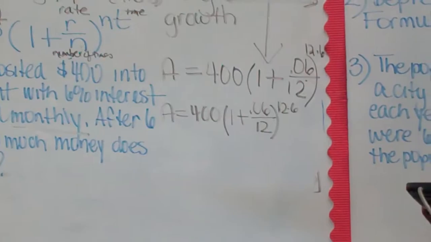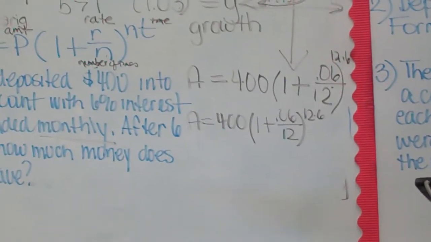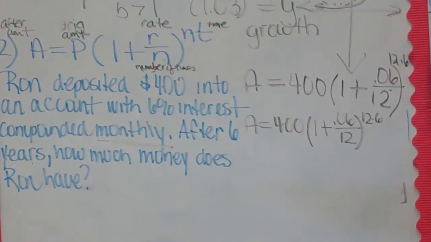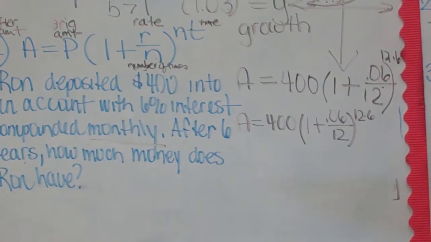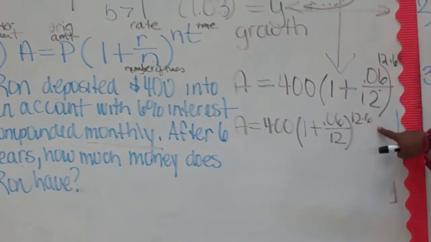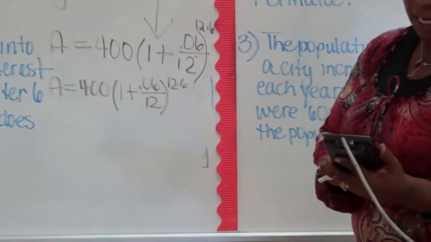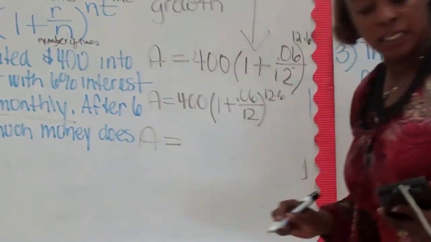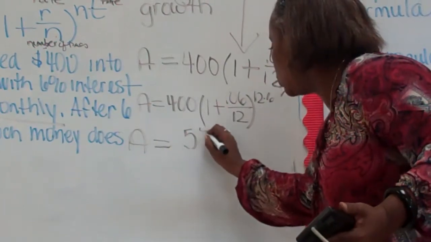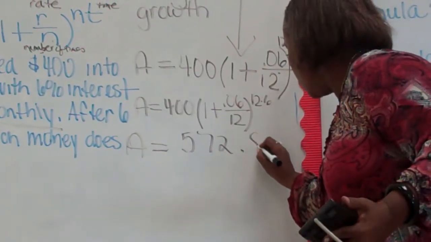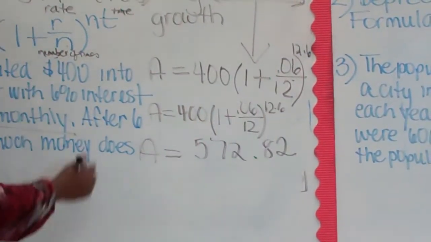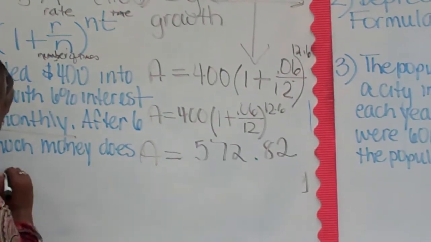Now you're going to need to type in 400 parentheses 1 plus 0.06 divided by 12, close your parentheses, up arrow key, and then you can do your 12 times 6 and say 72. So say up arrow key 72. Hit enter, and this after amount at the end of 6 years, Ron is going to have $572.82.